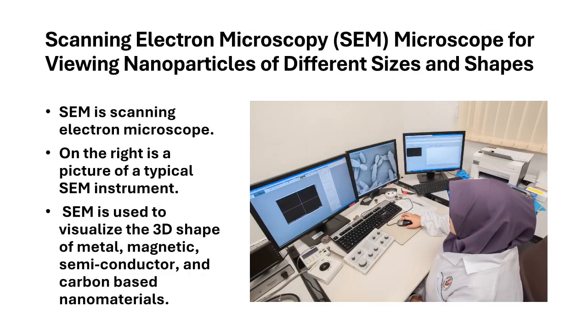Scanning electron microscopy, SEM, is a technique that can obtain 3D images of nanoparticles, so you can visualize the three-dimensional shapes and morphology of the nanoparticles. In addition, there are high-resolution scanning electron microscopes, HRSEM, which have become available. This allows for 3D imaging of the nanoparticles. It can be used to image a wide variety of materials like metal, semiconductor, and magnetic nanoparticles.